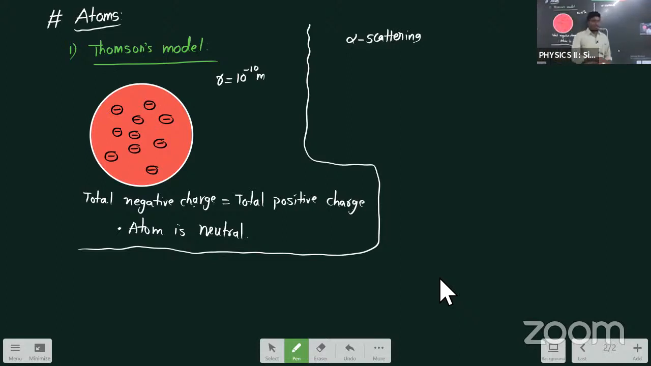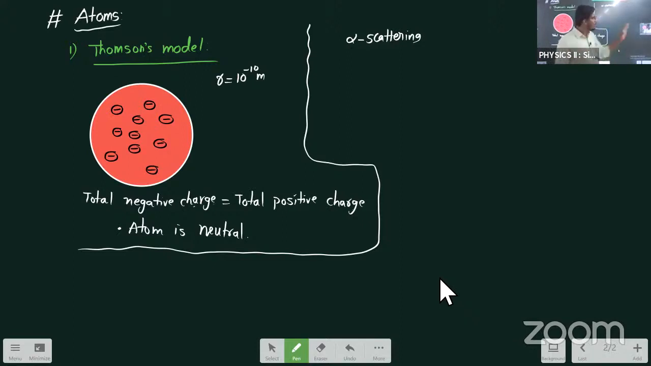so see what I was telling. Thomson said that atom is a positively charged sphere in which positive charge is uniformly distributed. And Rutherford was performing an experiment with alpha particles. Alpha particles have positive charge. So while performing the experiment, he observed that alpha particles were passing through the atoms without any scattering. But in only one region, the alpha particles were getting reflected back or scattered back. And that was at the center of that atom.